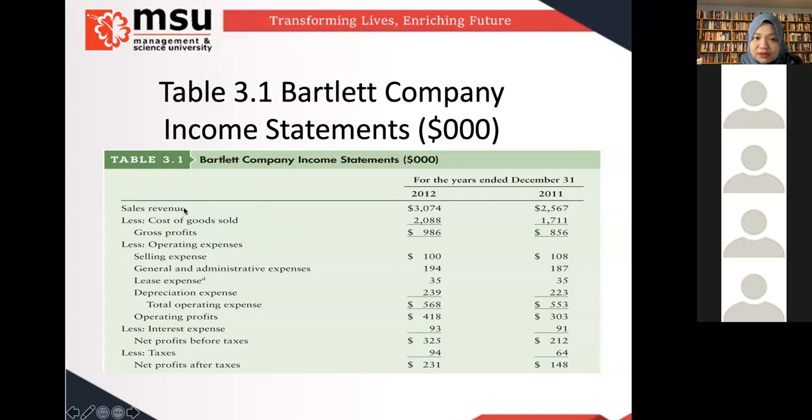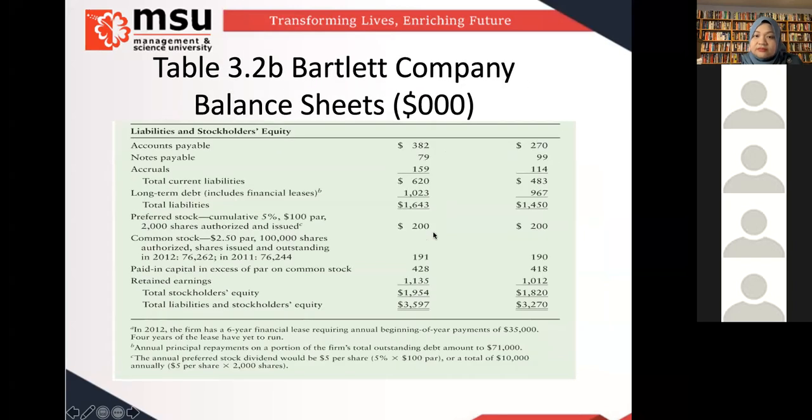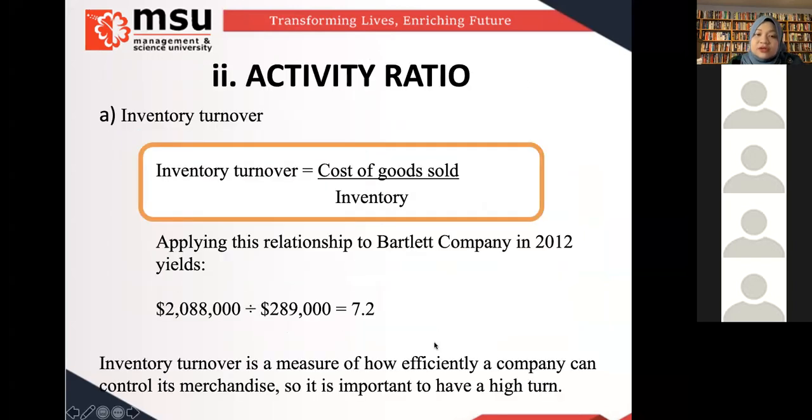Okay, Umesh, you know that cost of goods sold can be found in the income statement. But suddenly you chose operating expense, which is wrong. Cost of goods sold is already stated clearly. You just take the amount, which is 2088. So cost of goods sold is 2088 divided by inventory. Now inventory, where can we find the inventory?